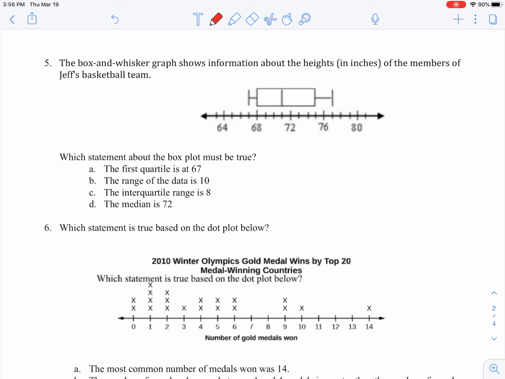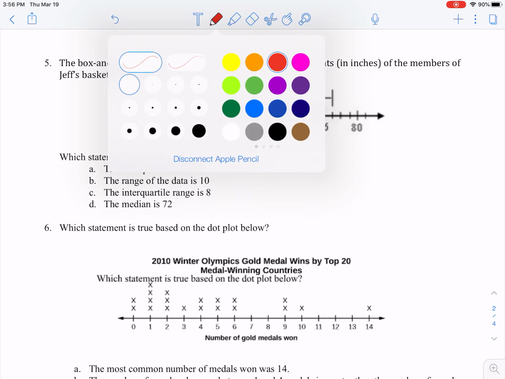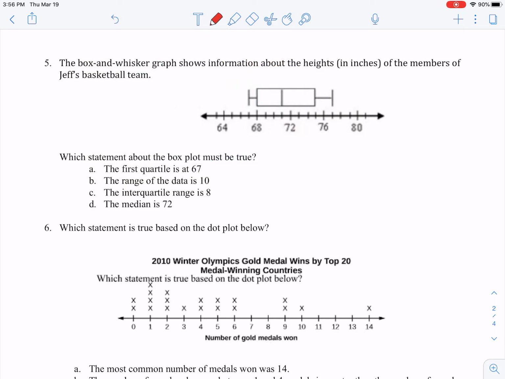Letter A, the first quartile is at 67. Well, I know that the first quartile is the line that is given as your first box right there, and it's at 68. So no, it can't be 67. So A is not true.